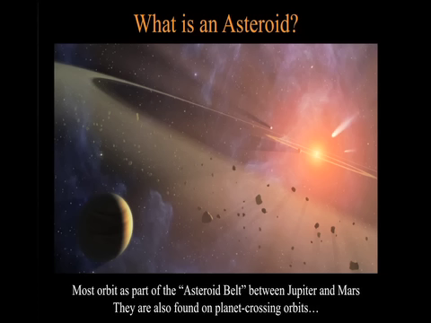So in this artist's impression, we have the orbit of Mars here with the sun over here, and then Jupiter in the foreground. Most asteroids that we know of sit in the asteroid belt between the orbit of Mars and Jupiter. They are, of course, found on planet-crossing orbits. You might have heard of near-Earth asteroids and Earth orbit-crossing asteroids. They're the ones that we have to worry about.